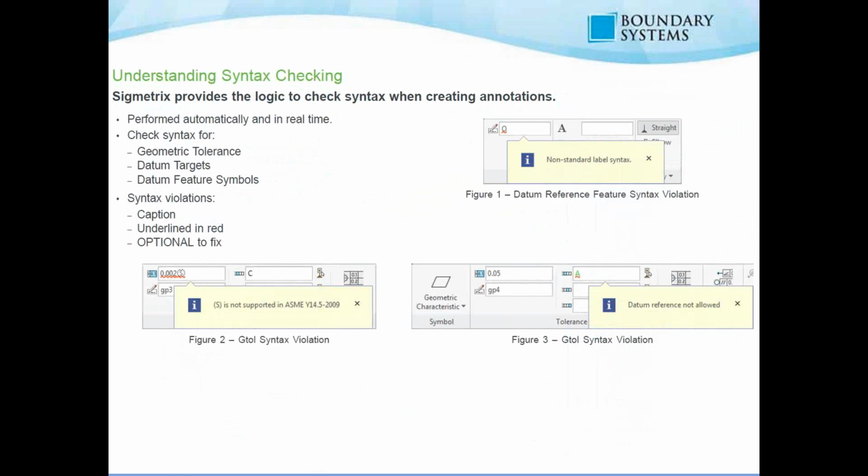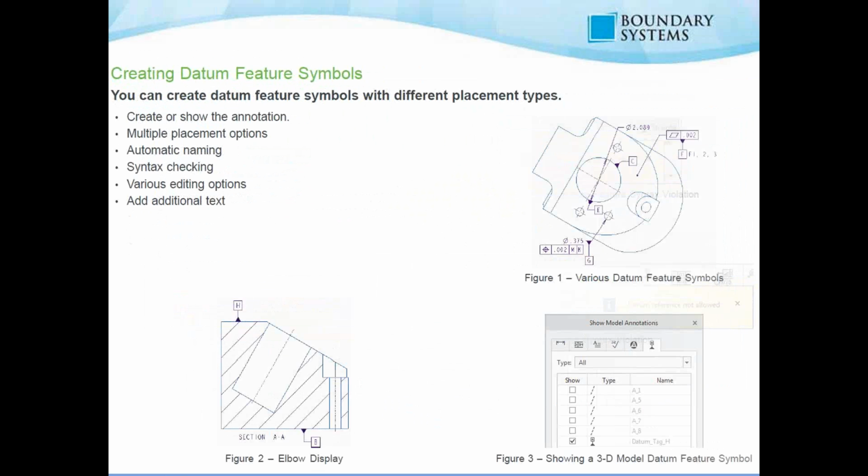And it highlights it right there. Okay, next we'll talk about creating datum feature symbols. You can create datum feature symbols with different placement types. So there are your two standard placement types.